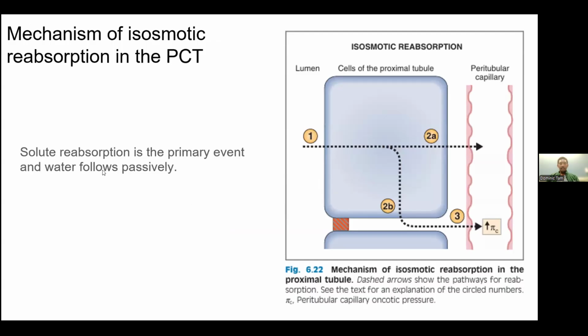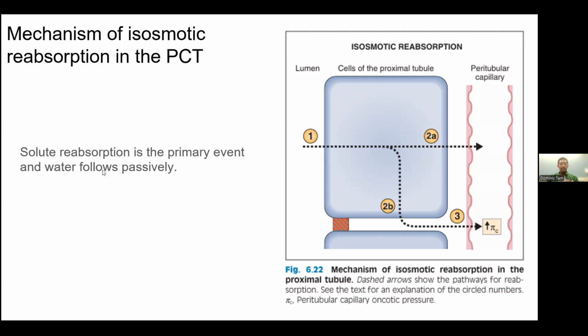So regardless, solute reabsorption is the primary event that happens in the proximal convoluted tubule, and water then follows passively. Right. So just to recap, sodium is going to enter the cell across the luminal membrane by any one of the mechanisms that we described previously. And because the luminal membrane of the proximal convoluted tubule is permeable to water, water is going to follow the solute to maintain isoosmolarity.